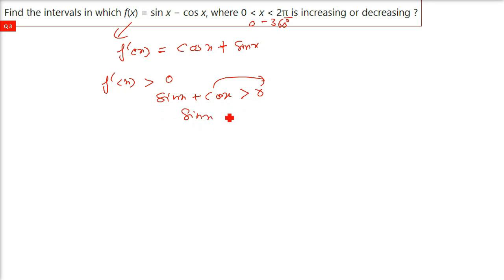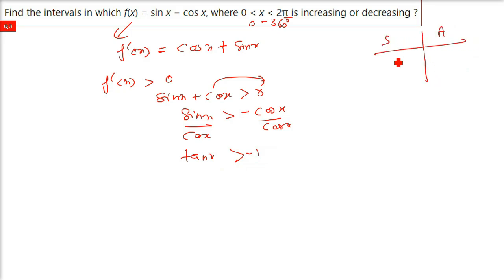So let us start with f dash x greater than 0. I am taking this f dash x, putting the negative on the right side, and dividing both sides by cos. You will get tan x greater than minus 1. Now, add sugar to coffee: all sin, tan, cos, so in all the quadrants, which are positive. Tan is positive in the first quadrant and the third quadrant. Now tan x is greater than minus 1.